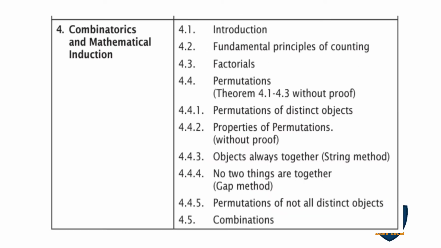Next, fourth chapter combinatorics and mathematical induction, 4.1 introduction, 4.2 fundamental principles of counting, 4.3 factorials, 4.4 permutations theorem, 4.1 to 4.3 without proof, 4.4.1 permutation of distinct objects, 4.4.2 properties of permutation without proof, 4.4.3 objects always together string method, 4.4.4 no two things are together gap method, 4.4.5 permutation of not all distinct objects, 4.5 combinations.